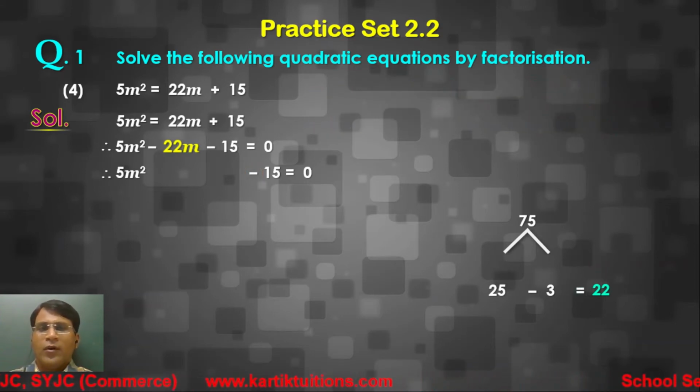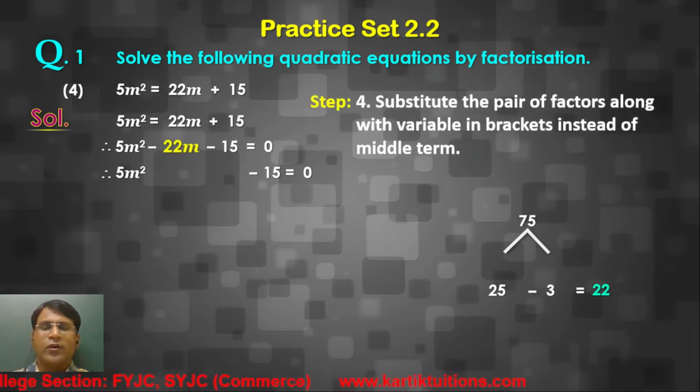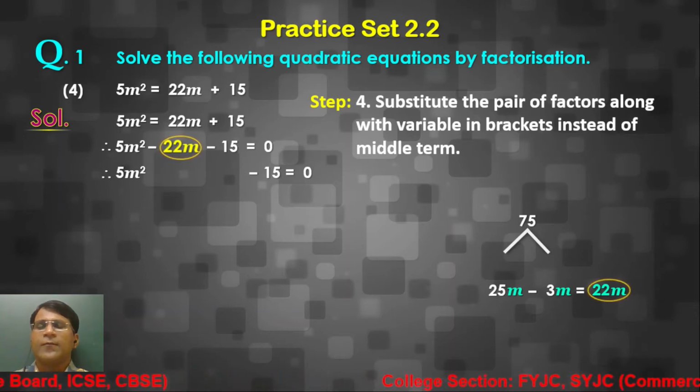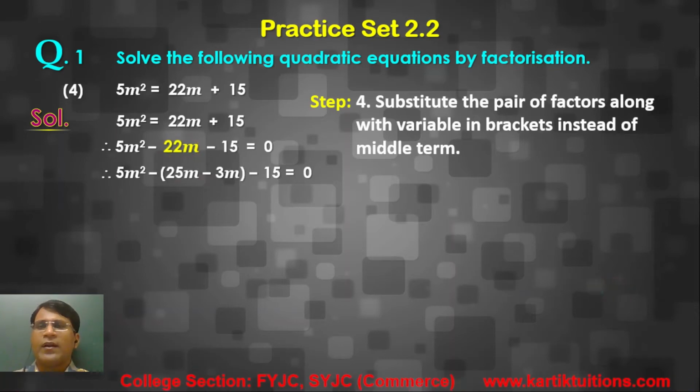So now, since 25 minus 3 gives us 22, this pair of factors will help us to split the middle term. Now we'll introduce the variable. So instead of 22m, I will write 25m minus 3m. So in a bracket, I'll write 25m minus 3m. So I have split the 22m as 25m minus 3m.